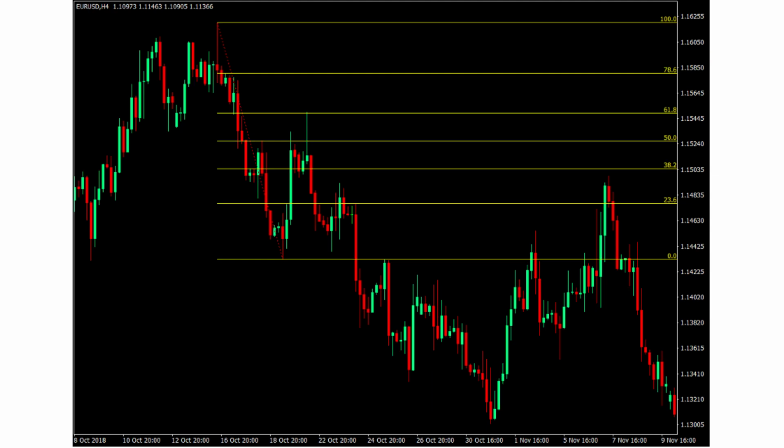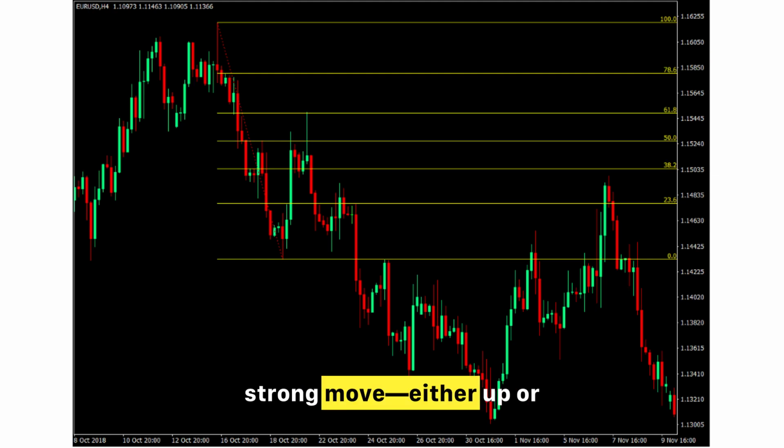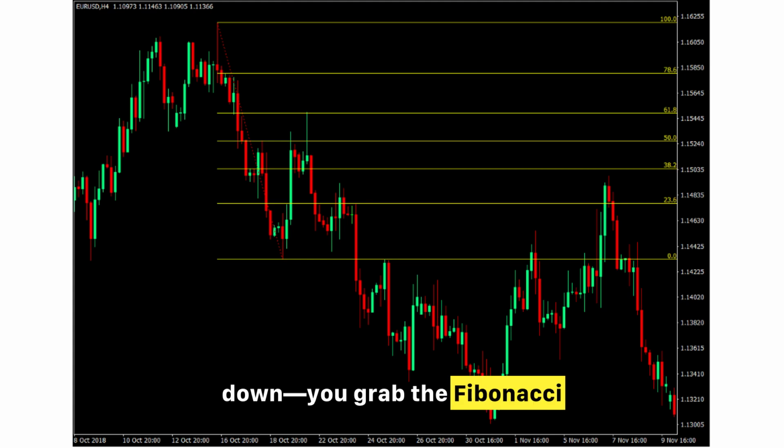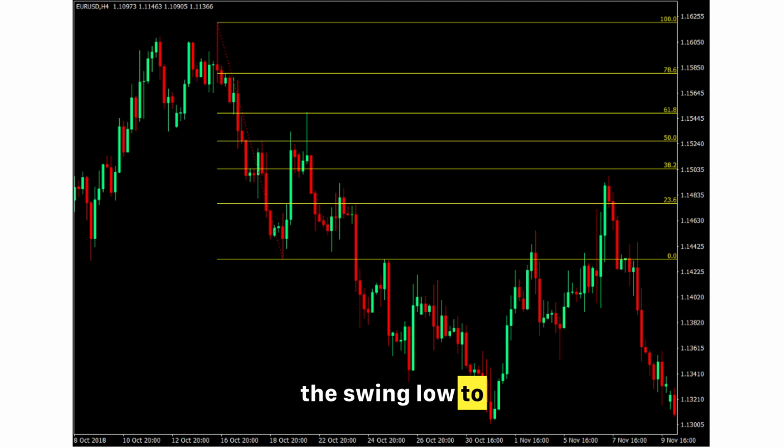Here's how it works. When price makes a strong move, either up or down, you grab the Fibonacci tool and draw from the swing low to swing high for uptrends, or high to low for downtrends. You're watching the key levels, 38.2%, 50%, and 61.8%. These are your golden zones.